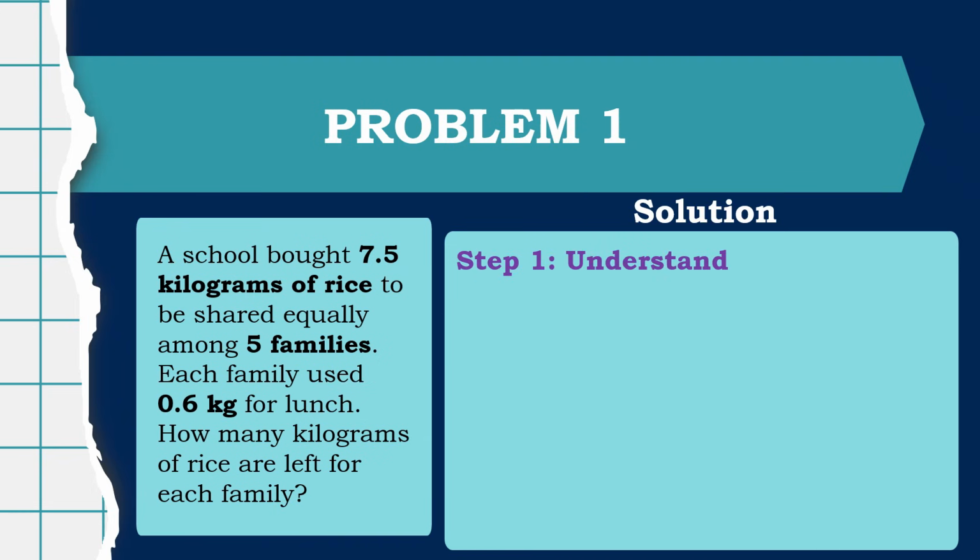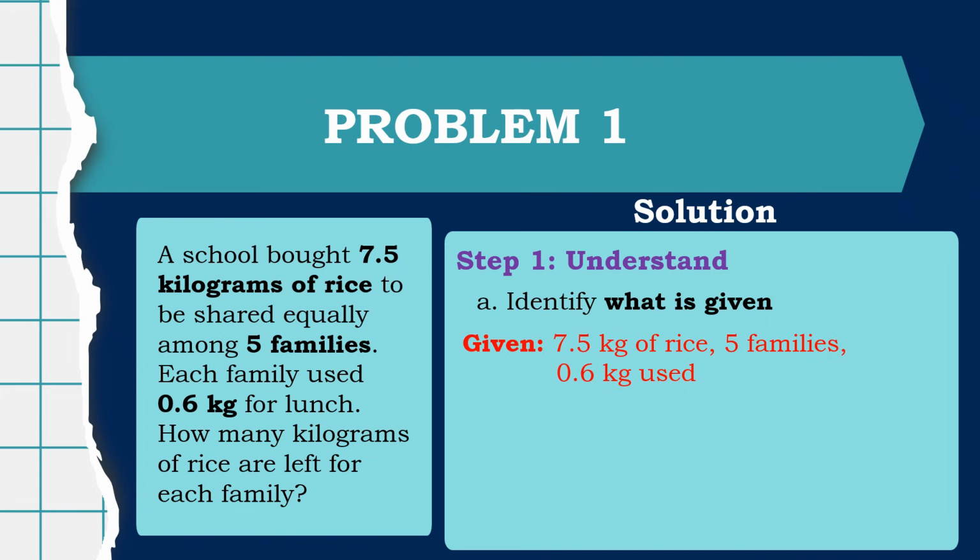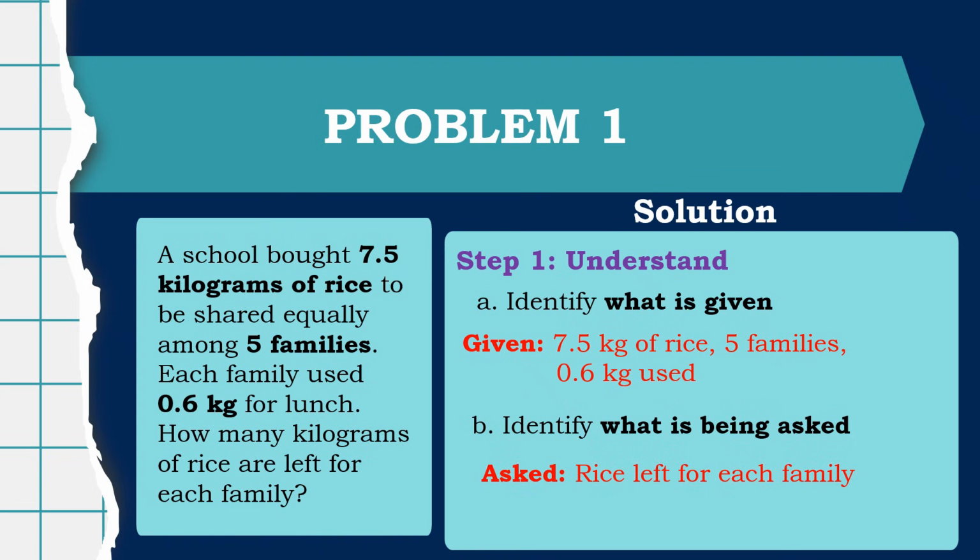So step 1, we need to understand the problem. Identify what is given. So the given facts in the problem are 7 and 5/10 kilograms of rice, 5 families, and 6/10 kilograms used. Also, we need to identify what is being asked in the problem. So the problem is asking for the rice left for each family.